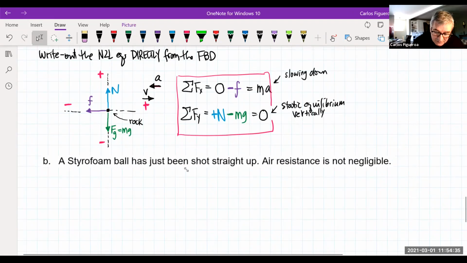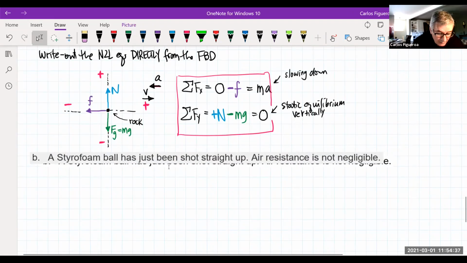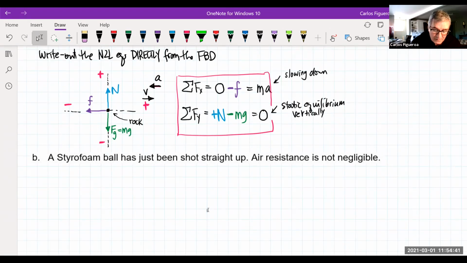So here's the next one, B. A styrofoam ball has just been shot straight up. Air resistance is not negligible. So that means I need to go in and do that whole process here. So let's go look at that.